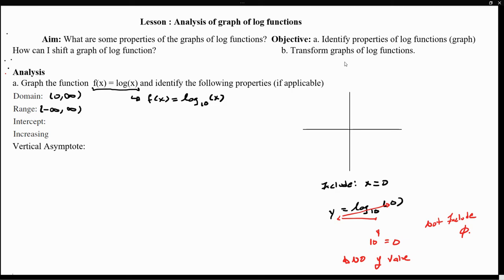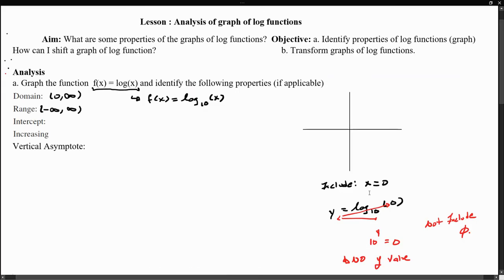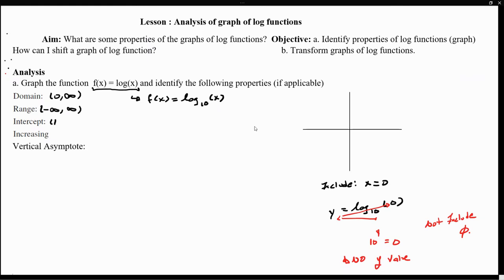Now, let's take a look at the intercepts. One thing that we can conclude is that my function is never going to be touching the y-axis, because we already showed that we cannot include the value x equals 0. So we can only assume that the only intercept is right here at 1 comma 0. So let's write this down. There is one intercept, an x-intercept at the point 1 comma 0.